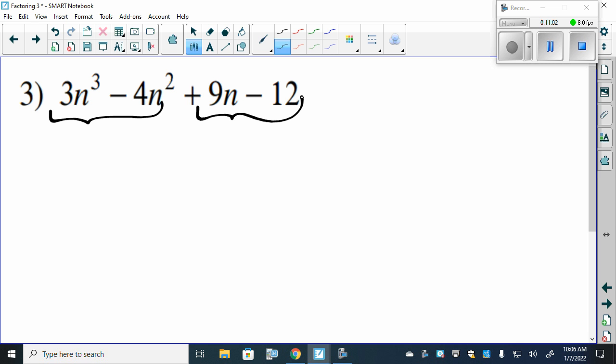So 3n squared and minus 4n squared. Sorry, 3n cubed minus 4n squared. The greatest common factor is n squared. And if we factor that out, we're left with 3n minus 4.